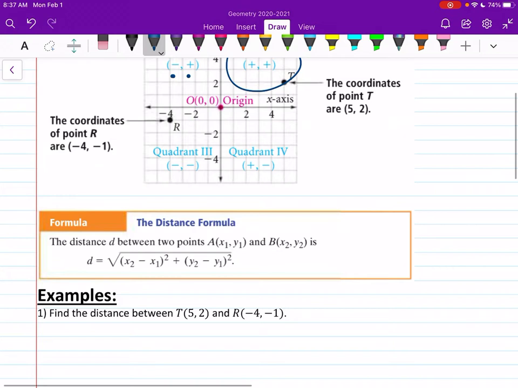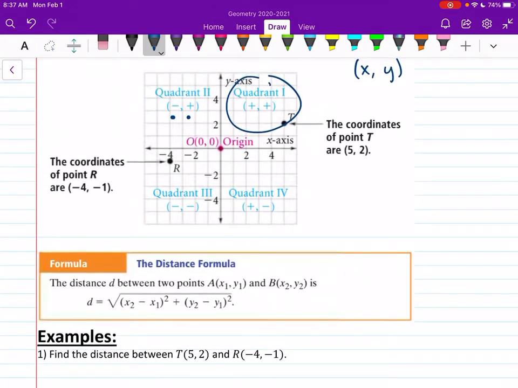All right, so here's our distance formula. The distance between 2 points, A (x1, y1) and B (x2, y2), is d equals the square root of the quantity x2 minus x1 squared plus the quantity y2 minus y1 squared.